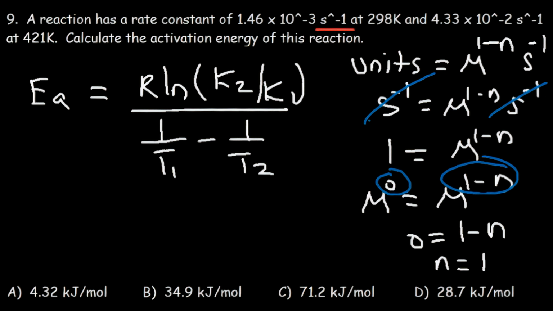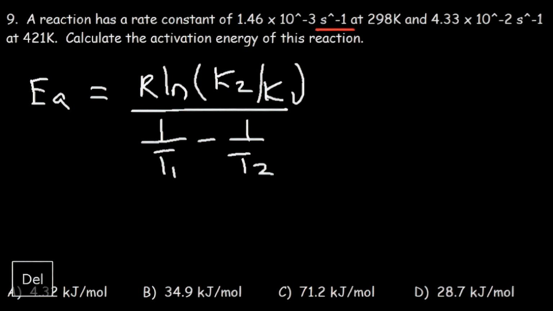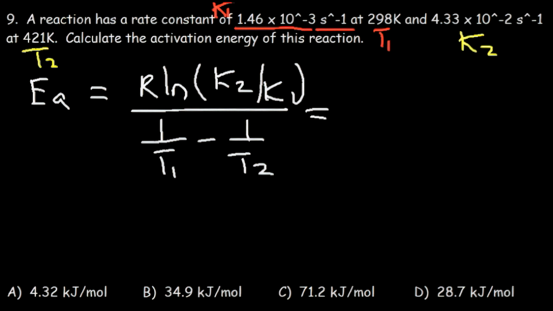So now let's actually finish this problem. Let's actually work through it. So the first value, 1.46, that is the value for K1. And the temperature, T1, is 298 Kelvin. K2 is 4.33, and T2 is 421 Kelvin, which corresponds to K2. Now R, you don't want to plug in 0.08206 for R. You need to use the energy constant, the 8.3145 joules per mole per Kelvin.